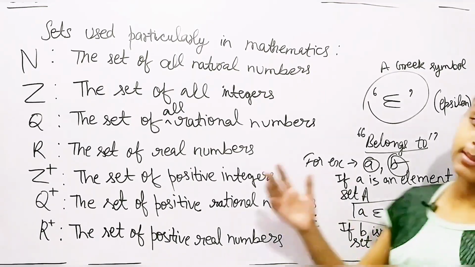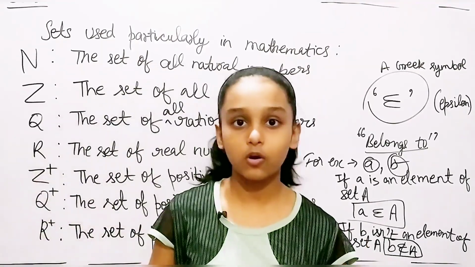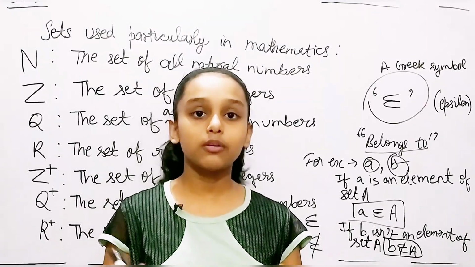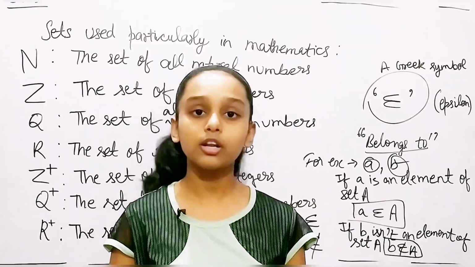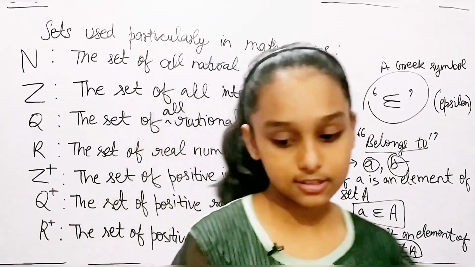Let me just rub the board and then we're going to look at the methods which are usually used for representing a set. There are mainly two methods. Let me tell you after rubbing the board.